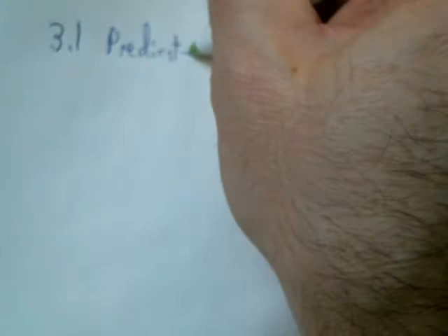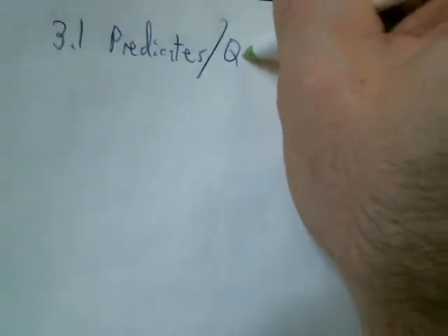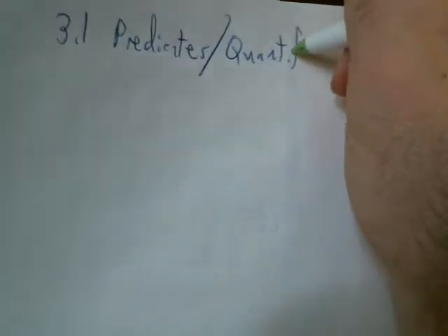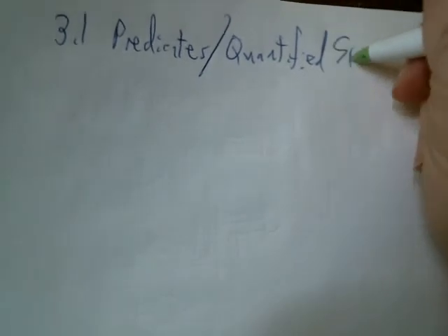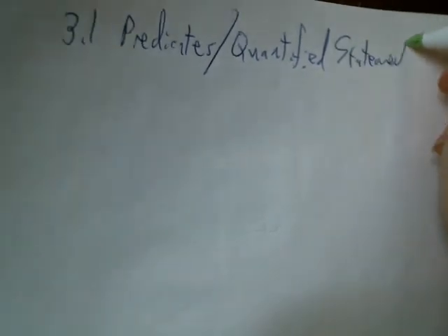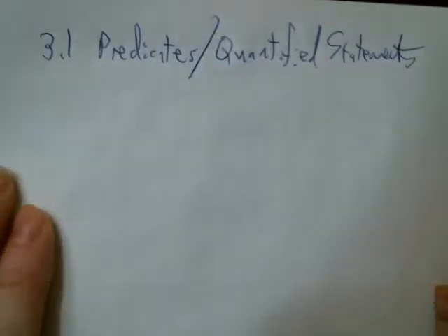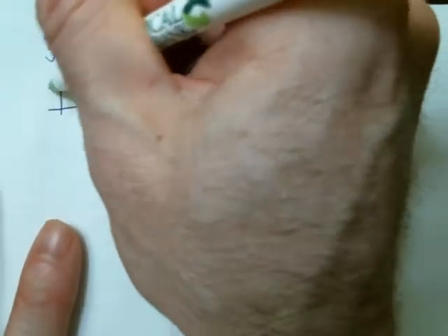Okay, welcome back. This is now 3.1 on predicates and quantified statements. So 3.1 now, predicates, quantified statements. Okay. First, we begin with what the heck is a predicate.